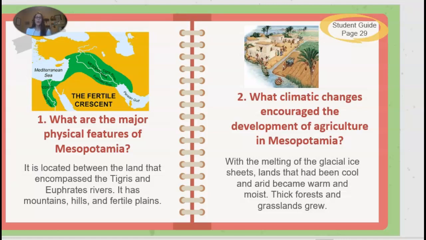Question number 2. What climatic changes encouraged the development of agriculture in Mesopotamia? With the melting of the glacial ice sheets, land that had been cool and arid became warm and moist. Thick forests and grasslands grew. And just a little side note there, the word arid means dry.